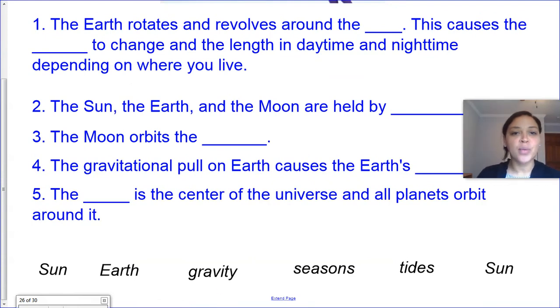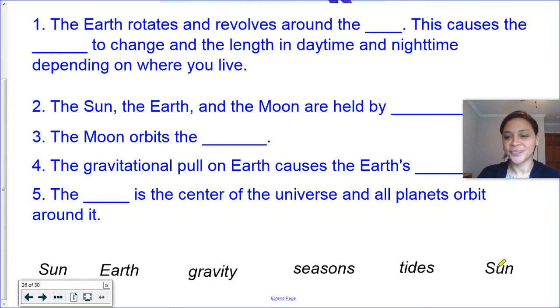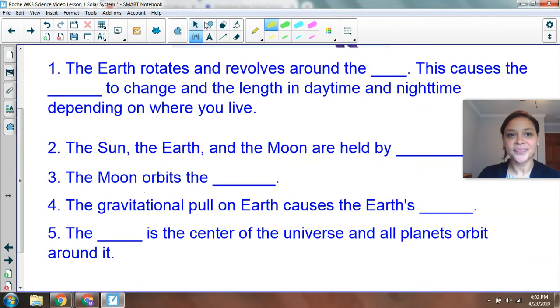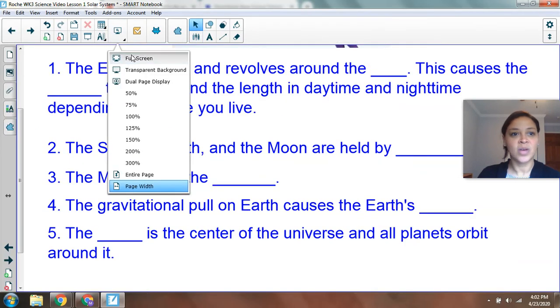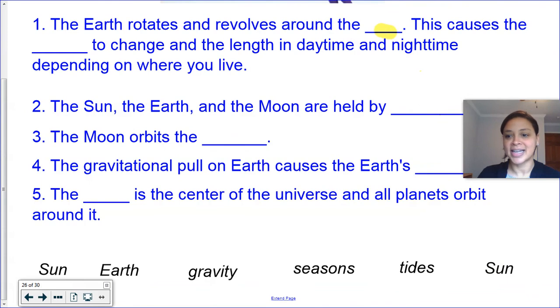Number 1, the earth rotates and revolves around the blank. What belongs there? The sun. Very good. One second, boys and girls. There we go. The sun. Okay. This causes the blank to change and the length in daytime and nighttime to change depending on where you live. What belongs in the missing space? Seasons. The seasons to change. Very good.